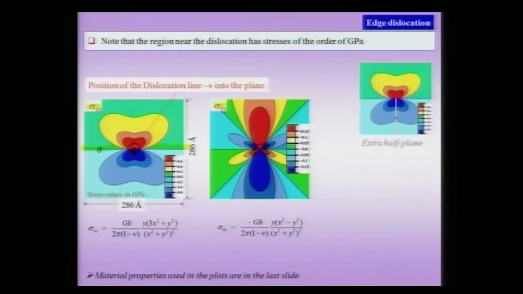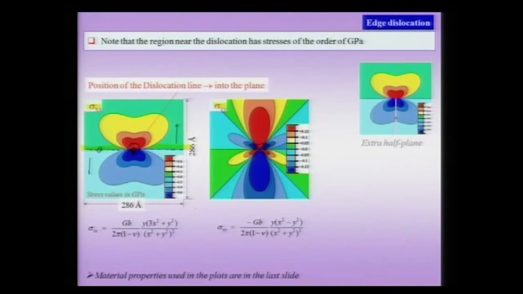Looking at the sigma xx field, I can see that the entire region above is tensile and the region below the mid plane is all compressive. So the middle region of course is the line at the center, which is the 0 line. So this is my 0 line. So there is a half space which is completely compressive and there is a half space which is completely tensile with respect to the sigma xx stress field.